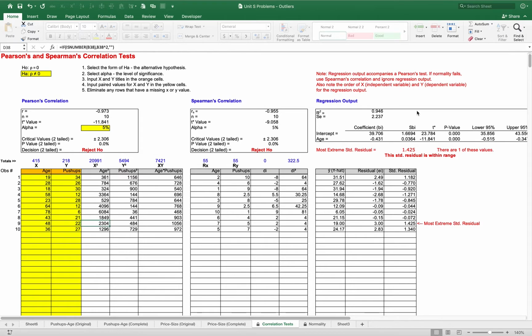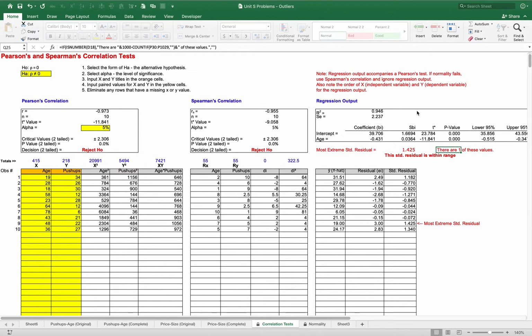And now, the most extreme standardized residual is this one, but that's within range. And I've got a note down here that says this is within range. All right. I do have a note down here saying here's the most extreme standardized residual. There's one of these values.